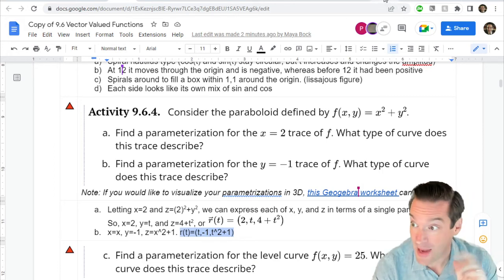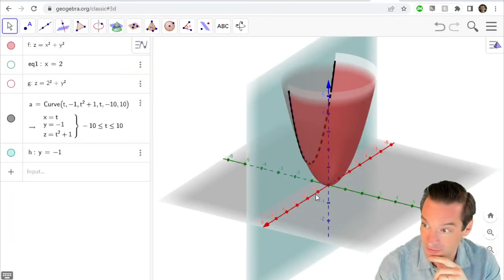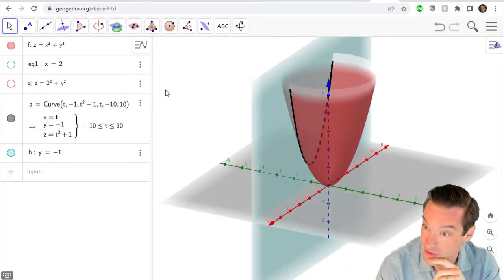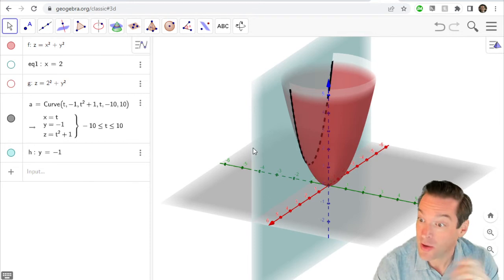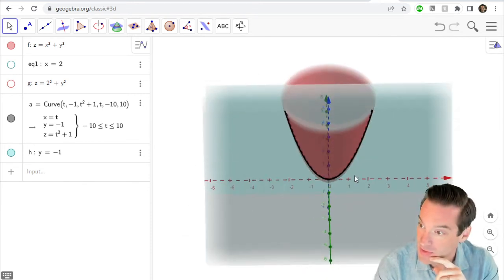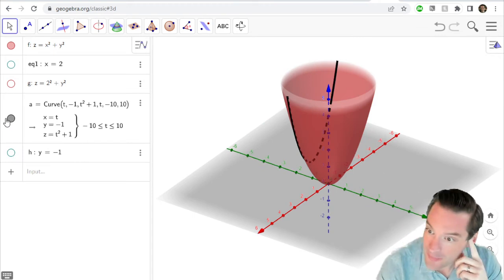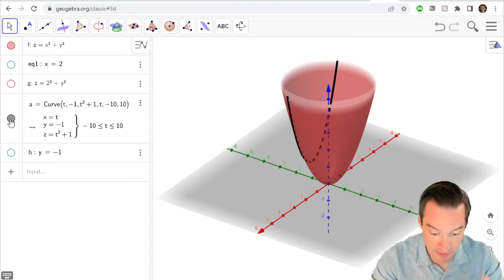And when we plot that parametric curve, sure enough, it is the parametric curve that lies on the intersection of our surface, z equals x squared plus y squared, with the plane y equals -1. So, good job.